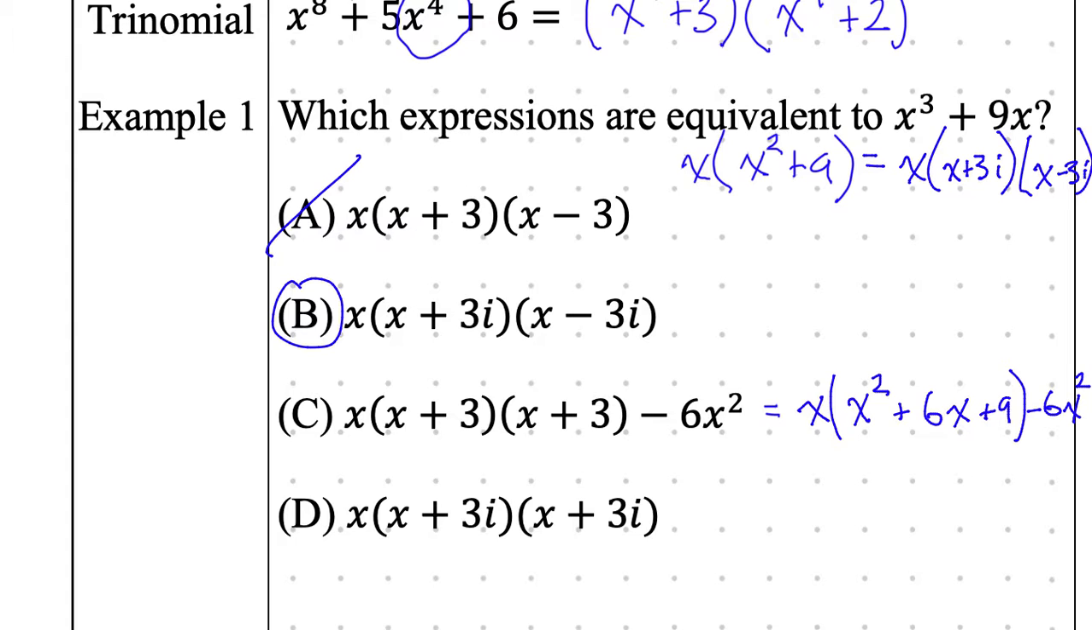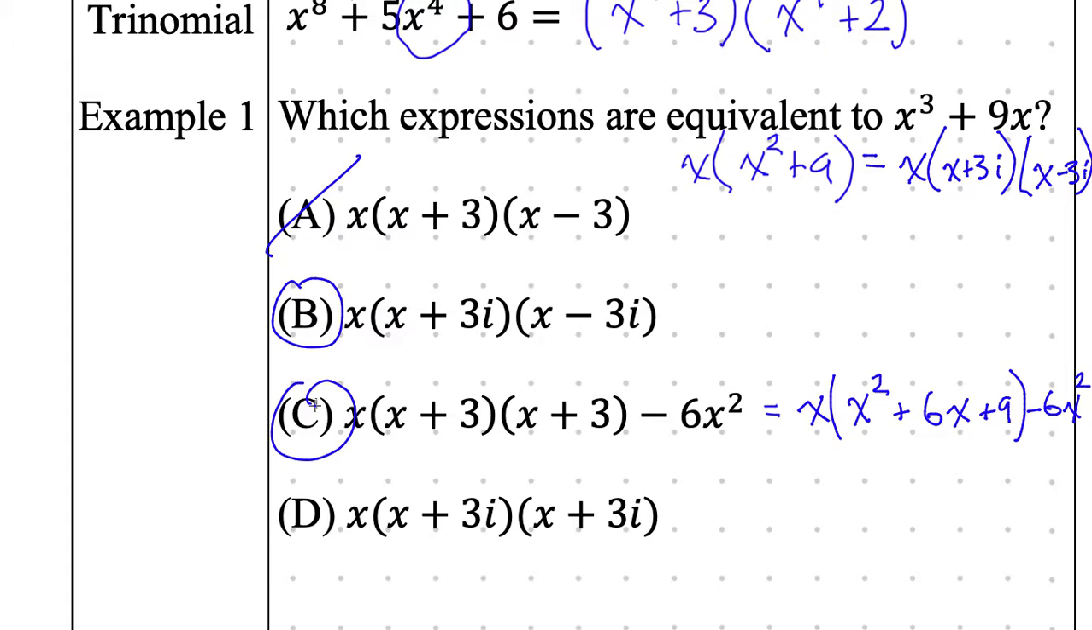Gio already has our answer. This is an equivalent form. So look what's going to happen. X times x squared is x cubed. x times 6x is 6x squared, minus. Wait, there's no 6x squared up there. And then x times 9 is 9x. And then it's the same thing. Good job, you saw it fast. It's not about speed, but I'm impressed that you got it. So C is also an answer.